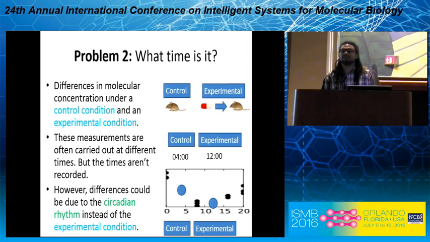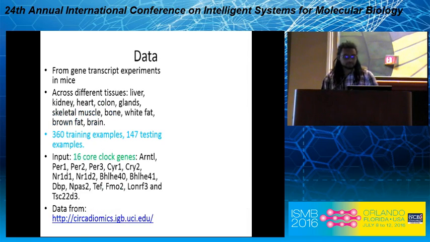So we want to be able to impute the time measurements were taken in an experiment so that we can account for the confounding factors due to circadian rhythms. The data we have is from gene transcript experiments in mice. We have data from a variety of different tissues, including tissues in the liver, the kidney, and the brain. We have 360 training examples and 147 testing examples.